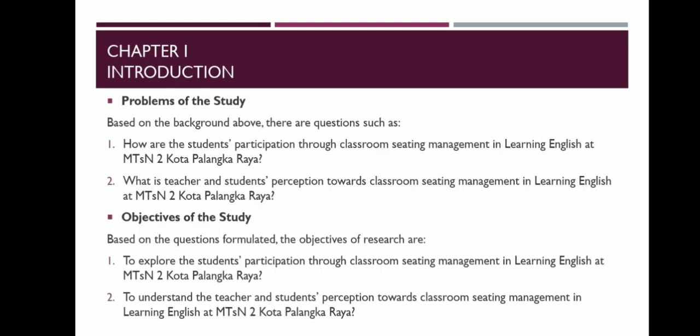The next one is the problems of the study. Based on the background above, the questions are: how is student participation through classroom setting management in learning English, and what is the teacher and student perception toward classroom setting arrangement or management in learning English? Based on the problems, I have two objectives of the research: to explore student participation through classroom setting management, and to understand the teacher and student perception toward classroom setting management. So I have two problems and two objectives of the study in my proposal.